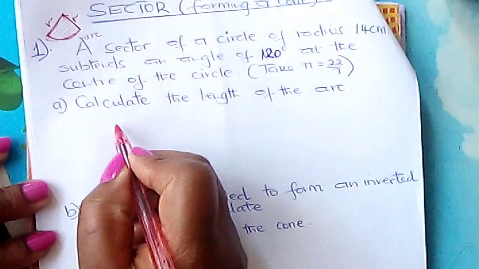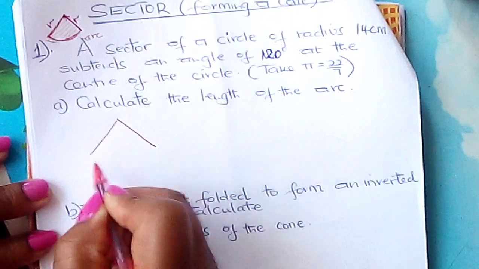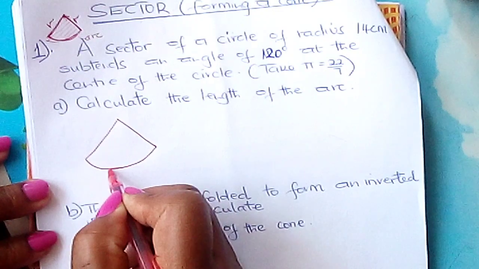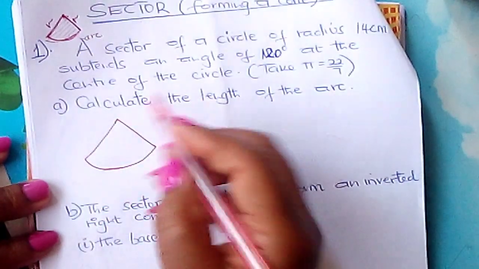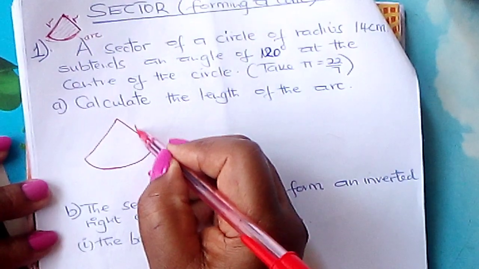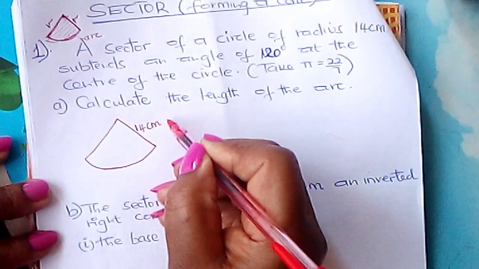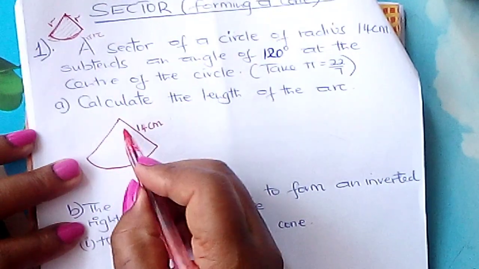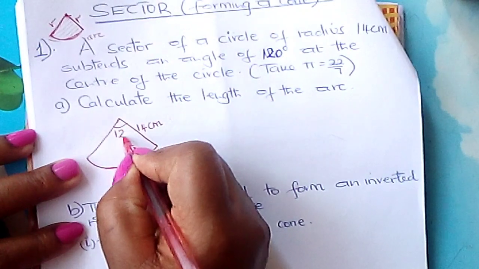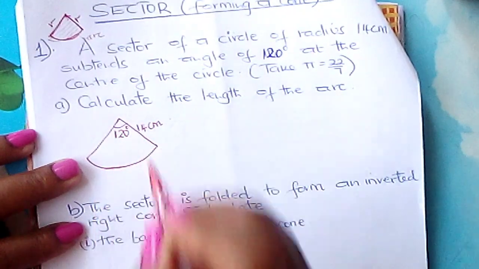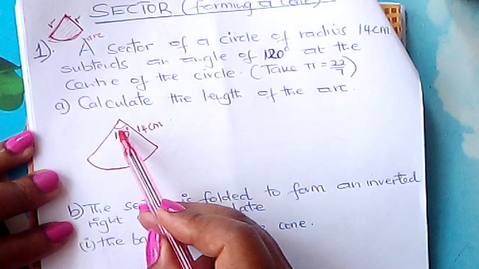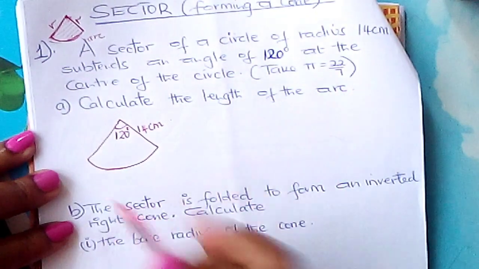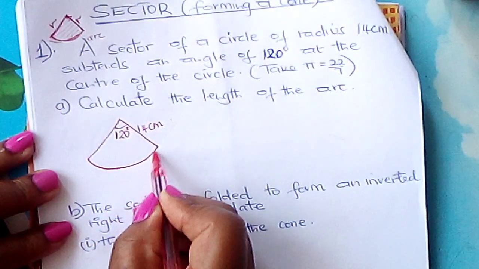So learner, we draw our sector. Can draw it again. There we are, like that, roughly. So this is the sector of a circle, and the radius is 14 centimeters. And we are told that this sector subtends an angle of 120 degrees. We fix the 120 degrees there. Therefore we are told to calculate the length of this arc, learner.